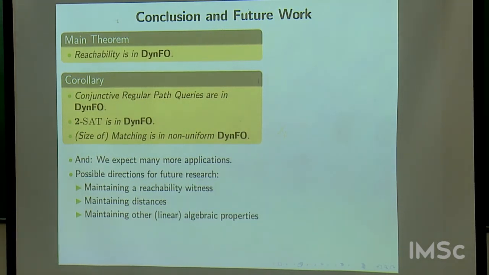Why the first two are significant is because that would allow us to give an algorithm for bipartite matching. So bipartite matching would fall in DynFO again if we are able to do both of these in FO. So that's all I have. Thank you.